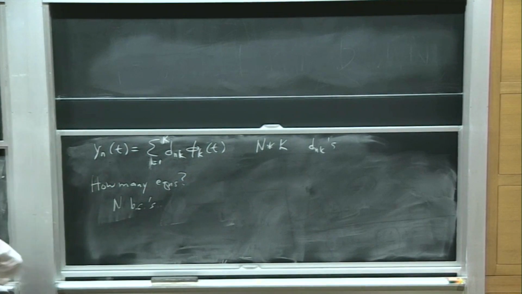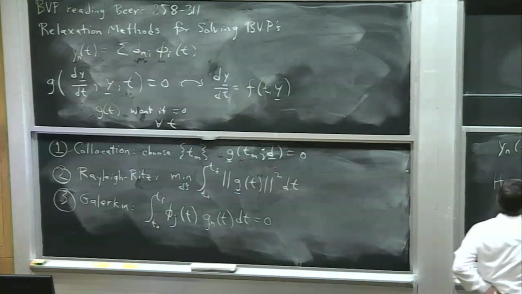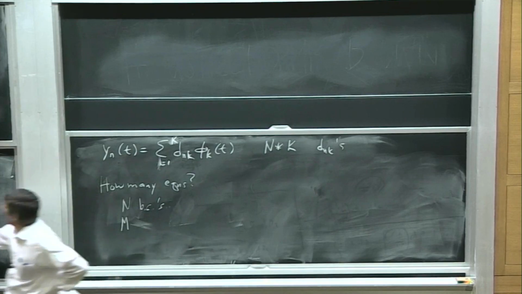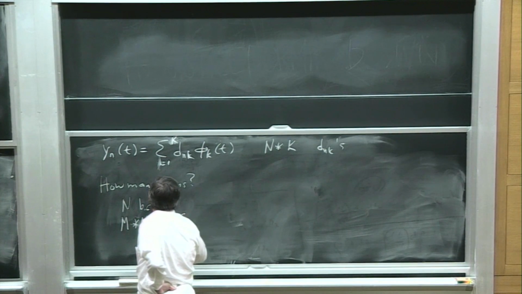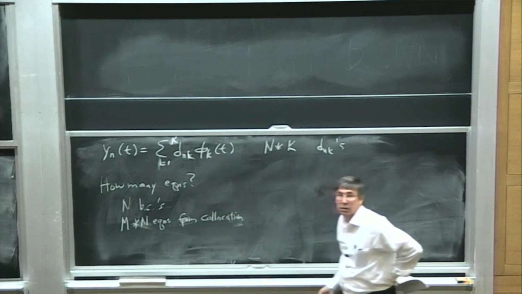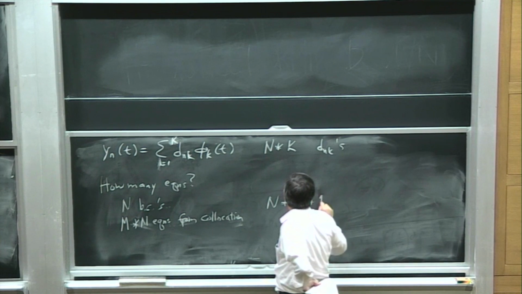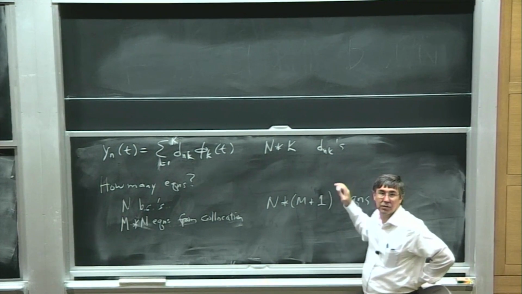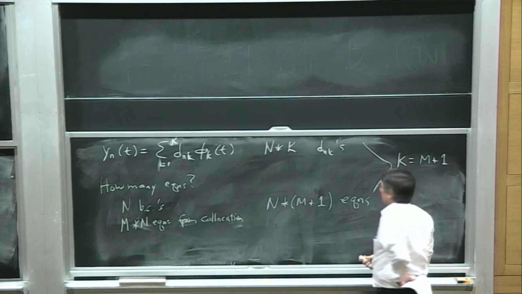And then in collocation, we have however many, capital M, time points we chose. We have an equation like that for every component of g. So it's M times N equations from the collocation. Is that all right? So just looking at this, it looks like we have N times (M plus 1) equations, and we have N times K unknowns that we're trying to adjust. And so therefore, this says we should choose K to be equal to M plus 1.